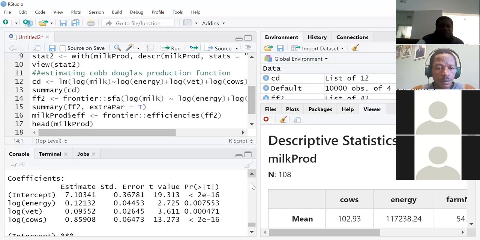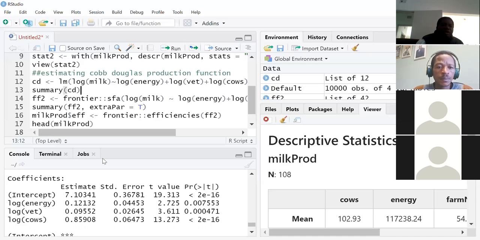Prof, I have a question. The others have plus, and yet log milk has a different sign. What does that sign mean? This one, the one below escape. As a function of. Yes, that one. Log milk as a function of. Did you get it? Yes, I need to write that down. It's okay. So it's as a function of energy, feed, and cow.